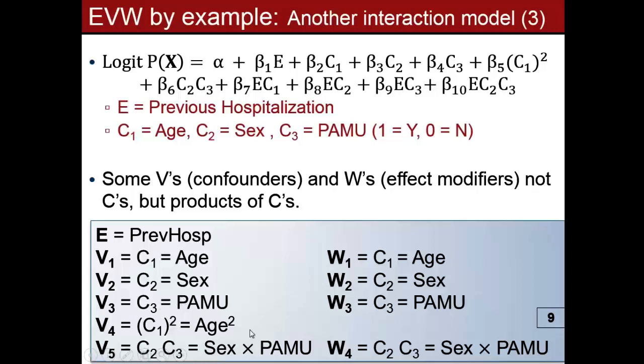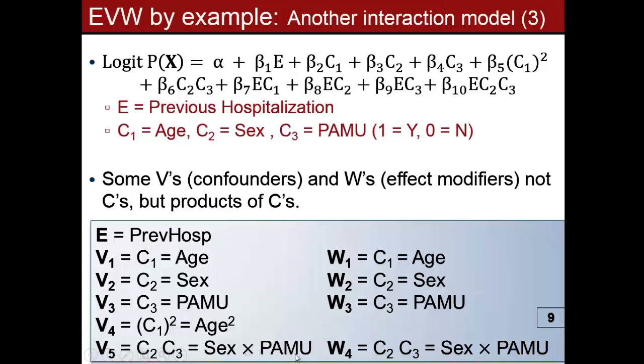And here we have another thing, C2 times C3. This is allowing for interaction between sex and PAMU, both of which are control variables. So what that is allowing is not just interactions with the exposure term, which is one type of interaction that you may have, but what if it is true that sex and PAMU have a statistical interaction with the log odds of disease, which in this case is resistance to antibiotics.